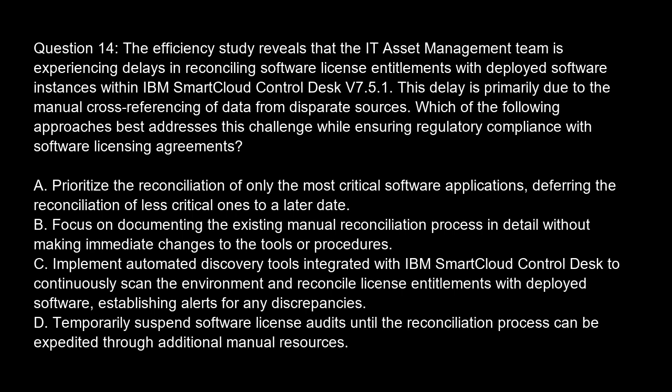Option A. Prioritize the reconciliation of only the most critical software applications, deferring the reconciliation of less critical ones to a later date. Option B. Focus on documenting the existing manual reconciliation process in detail without making immediate changes to the tools or procedures. Option C. Implement automated discovery tools integrated with IBM SmartCloud Control Desk to continuously scan the environment and reconcile license entitlements with deployed software, establishing alerts for any discrepancies. Option D. Temporarily suspend software license audits until the reconciliation process can be expedited through additional manual resources.